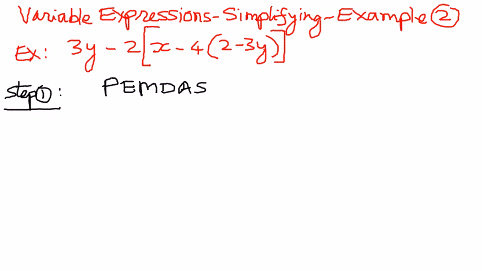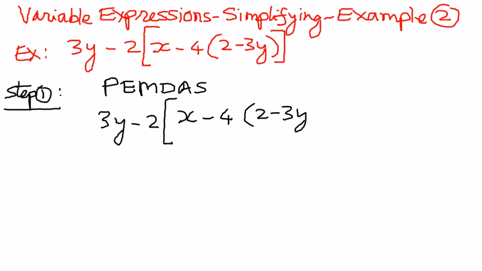So in here, let me write this problem one more time, and then I will show you the process. 3y minus 2 times [x minus 4 times (2 minus 3y)]. First, we want to work inside the brackets, and we want to distribute the negative 4 to every one of the terms inside the parentheses. Then if there are any similar terms, we'll combine them, and then we will move outside, and we'll distribute the terms from outside of the brackets.